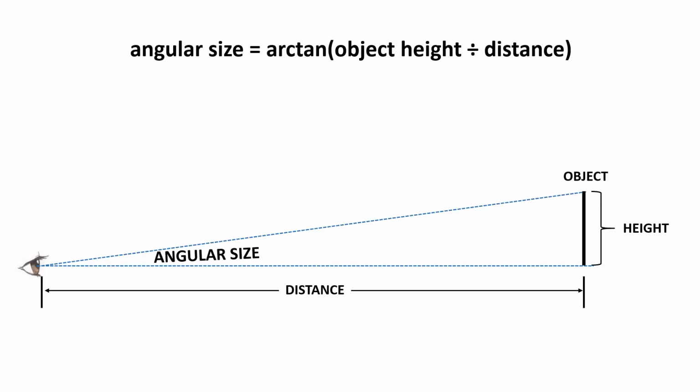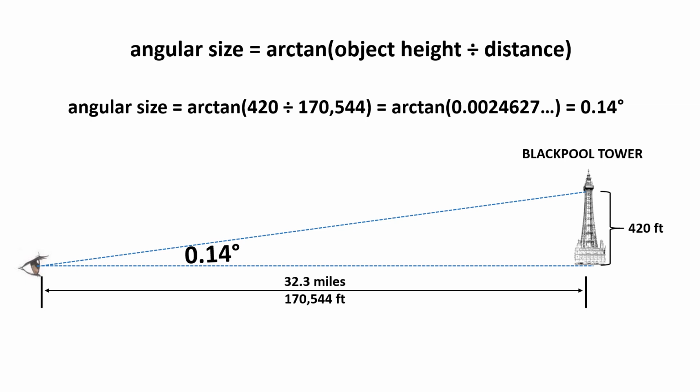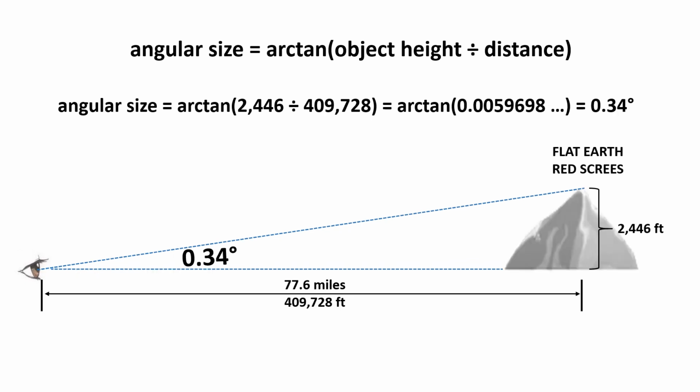Now, the calculation for angular size is quite simple. It would be the arctangent of the object height divided by the distance. So in the case of Blackpool Tower, the calculation is 0.14 degrees. And the calculation for Red Screes is over twice the angular size at 0.34 degrees.